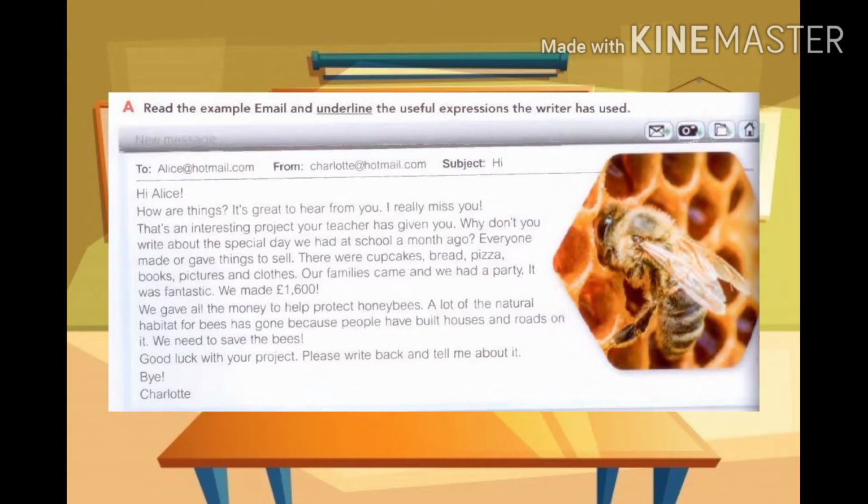Okay, girls, try to look at page 40, task A. Read the example email and underline the useful expression the writer has used.